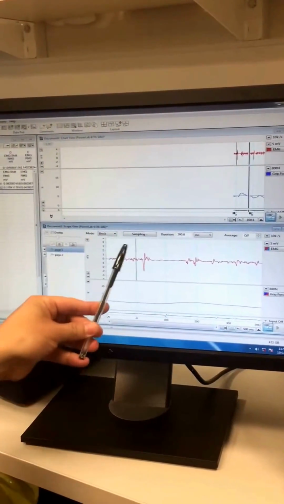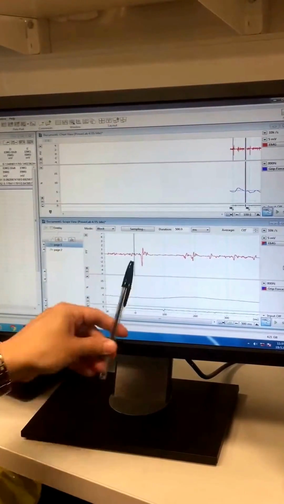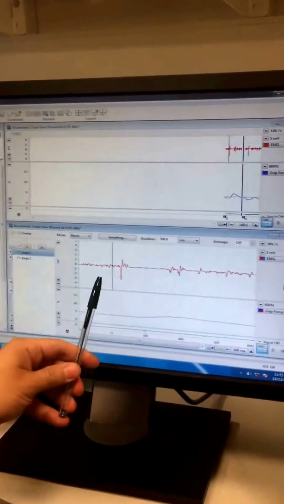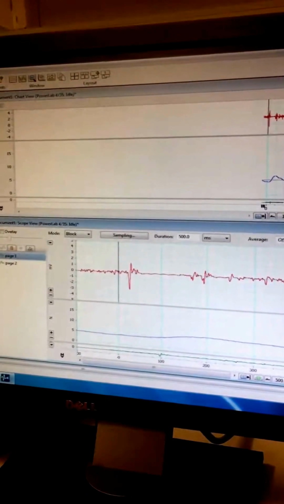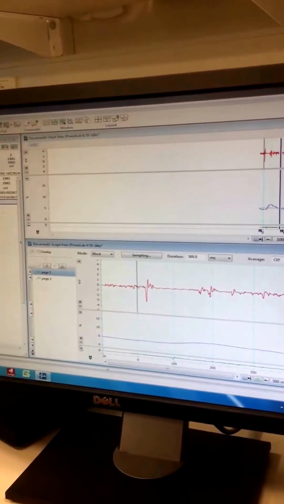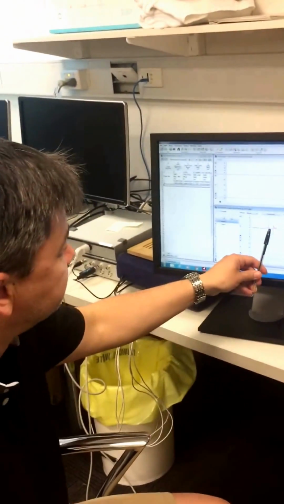So the first one, as you can see with the black line, we're just looking at this waveform here. The black line represents when the pulse of the machine stimulated your brain. And so we look at the time taken between that line and the onset of the waveform. And that gives me an indication of how fast your nerves are firing. So that's the first thing we look at.